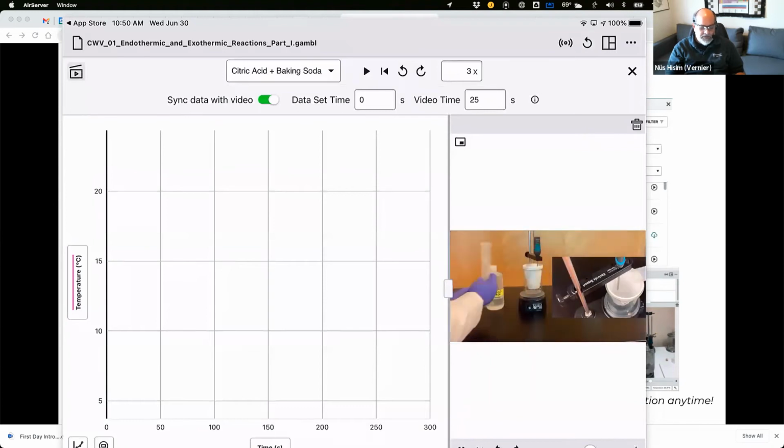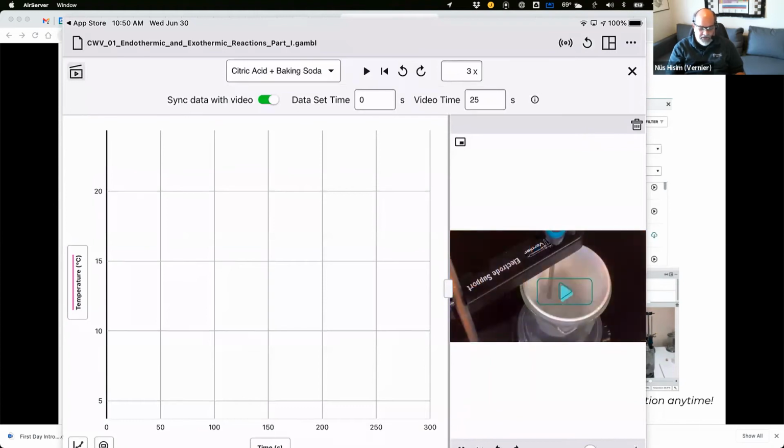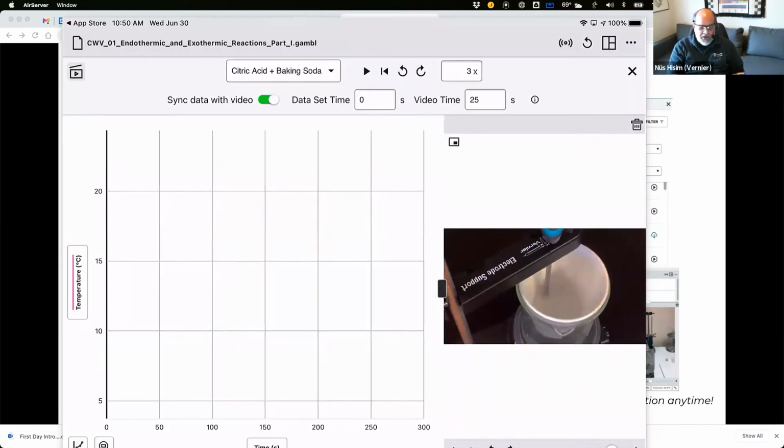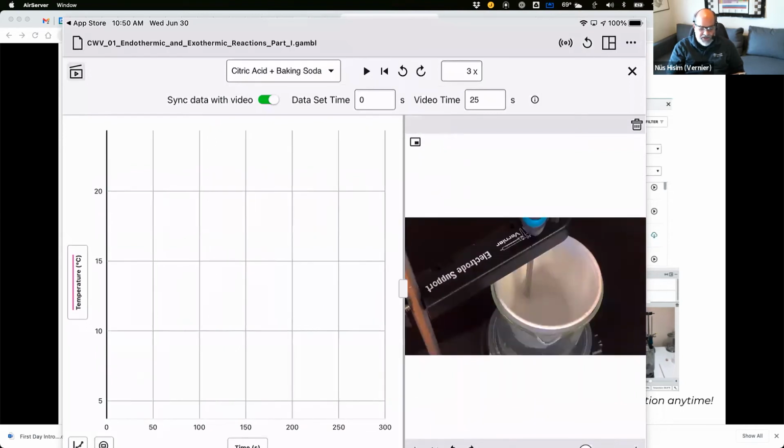Let's see where the data set starts. So Melissa put it in there. Let me see if I can adjust it here. But you can synchronize the data collection to the video so that while the data collection is occurring, let me see if I can find the spot here.